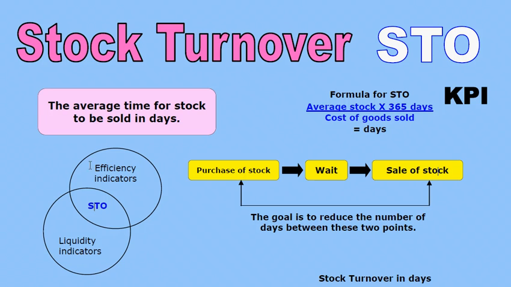Stock turnover is classified as an efficiency indicator, that is how well the business manages its vital asset, stock, but it is equally a liquidity indicator, because not until the stock is sold can the business receive the cash, and it's usually via debtors. So even though it's classified as an efficiency indicator, it is equally a liquidity indicator.